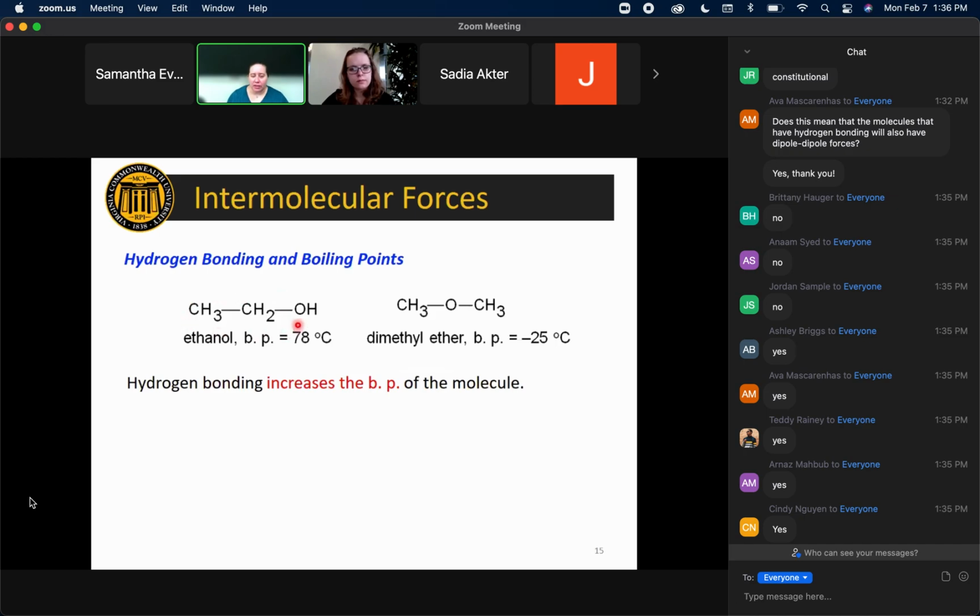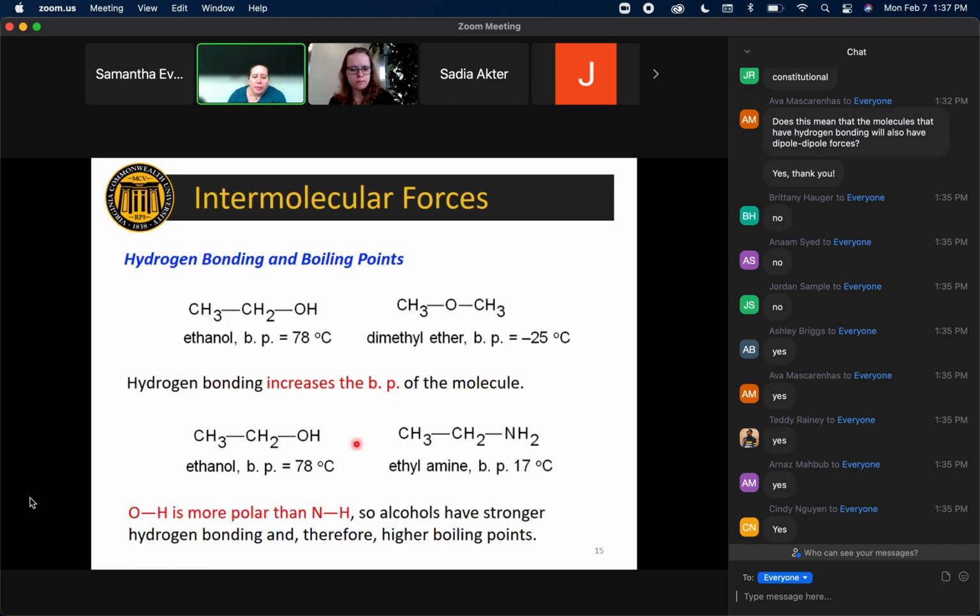However, if you look at ethanol, ethanol has an oxygen with its lone pairs, but it also has an OH bond, which is highly polarized, which means that this hydrogen atom here on the edge of the molecule has strong delta positive and can then interact with the lone pair of oxygen on another molecule of ethanol, making a hydrogen bond.